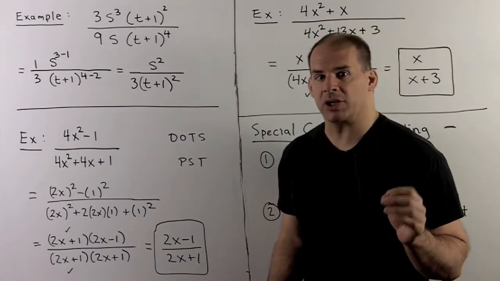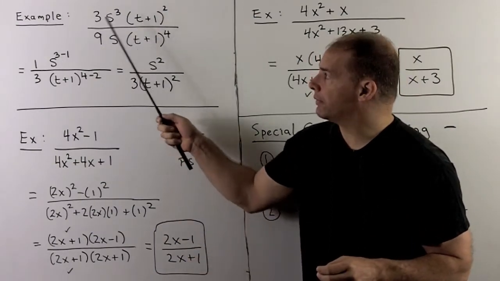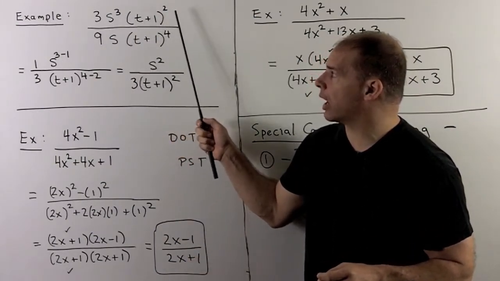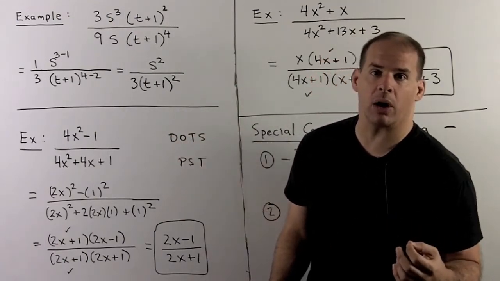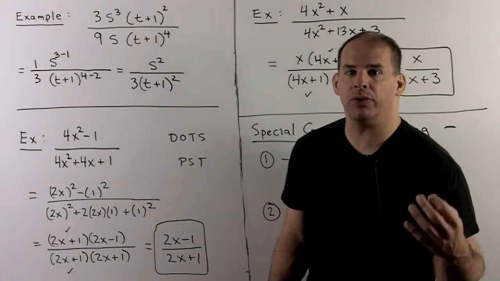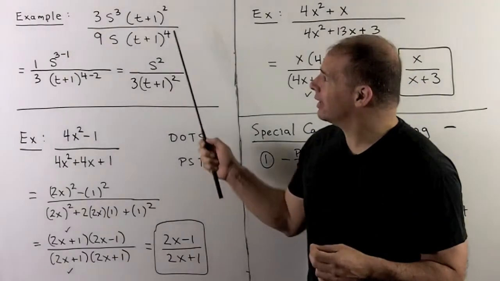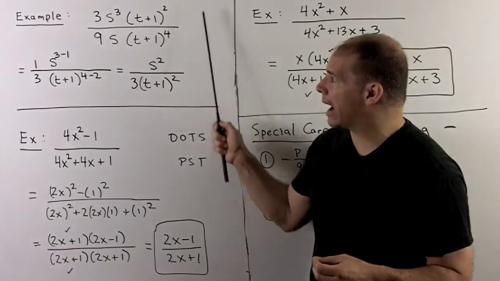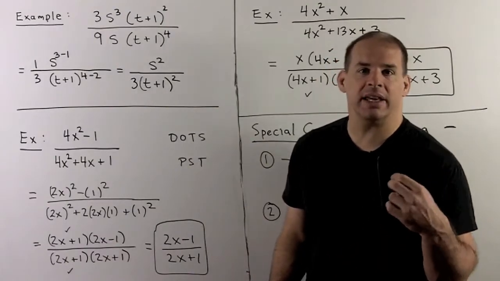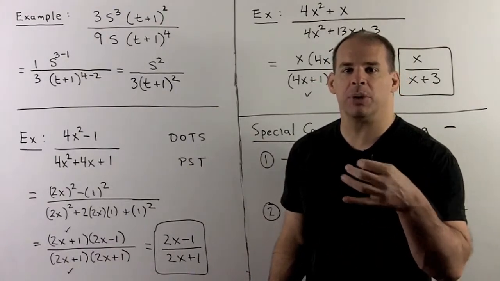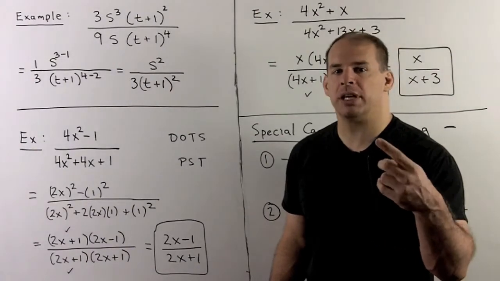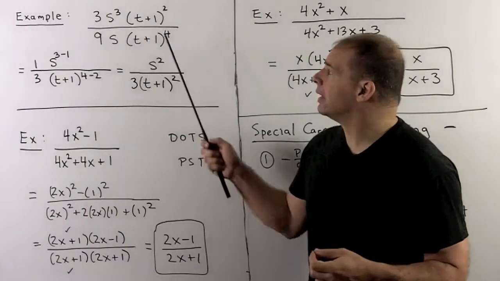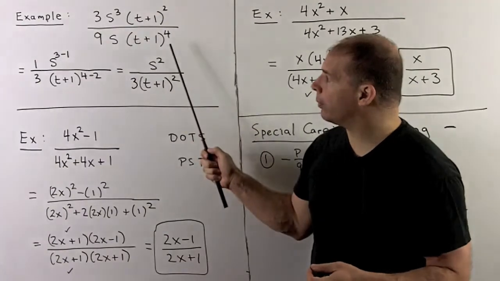Here's an example using exponent rules. We have 3s cubed times t plus 1 squared over 9s times t plus 1 to the 4th power. Note here we have 2 variables. We also have an expression raised to powers. So the idea is we're not going to expand that t plus 1 to powers out. That'll make things more complicated. We treat the t plus 1 as its own variable. Then we just apply the exponent rule.